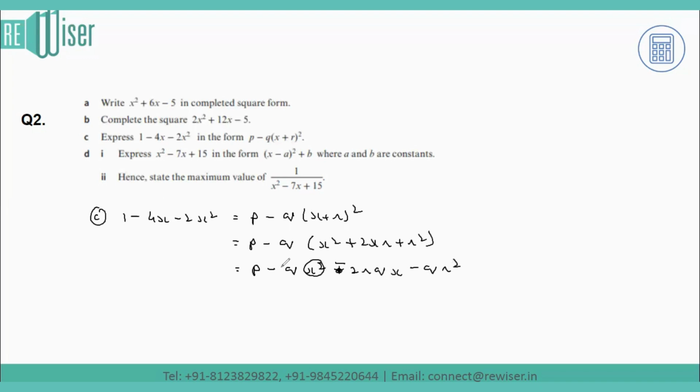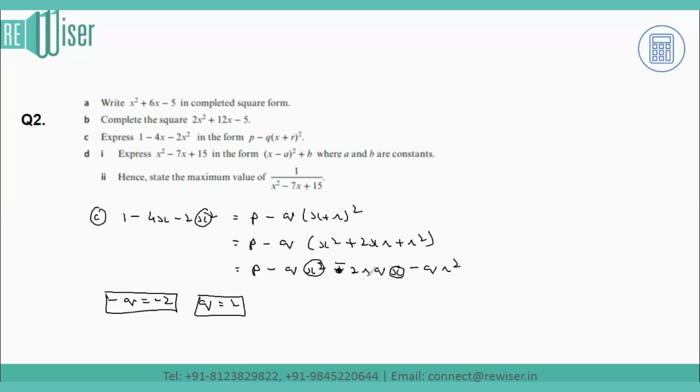So the coefficient of x squared is minus q, and the coefficient of x squared here is minus 2. So I can say that minus q equals minus 2. So that literally means the value of q that I got is equal to 2. Now I'll compare the coefficient of x on both the sides.